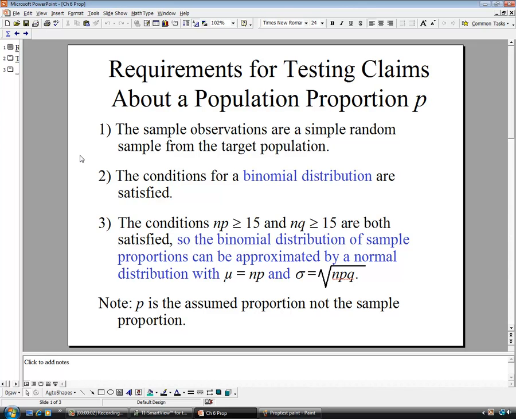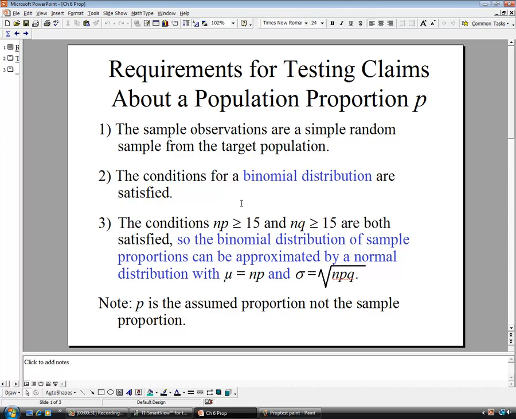When testing a claim about a proportion p, we need a few criteria as well. The sample observations are a simple random sample, and they have to come from a target population. Again, pretty standard. The conditions for a binomial distribution are satisfied. Well, that simply means that we have two mutually exclusive things, one being noted as a success and the other being noted as a failure.